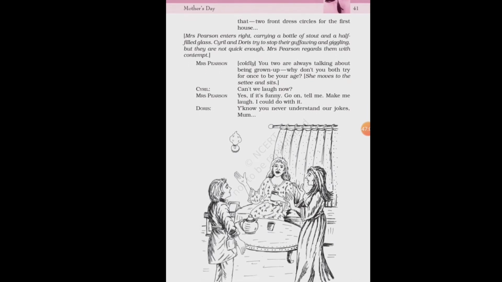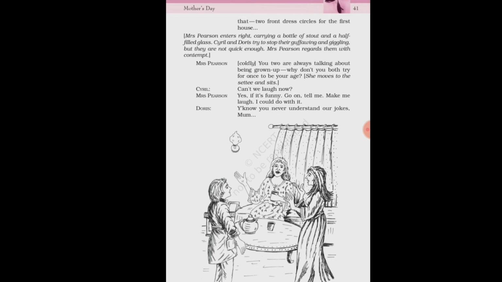So Mrs. Person enters right, carrying a bottle of stout and a half-filled glass. Cyril and Doris try to stop their coughing and giggling, but they're not quick enough. Mrs. Person regards them with contempt. So she went to the kitchen to get her stout, and she's back with a glass. And then Cyril and Doris are still giggling and guffawing.